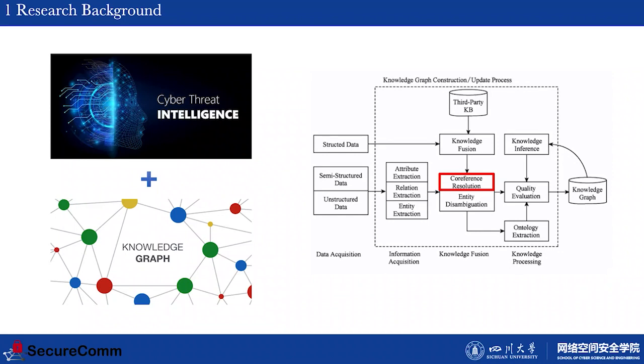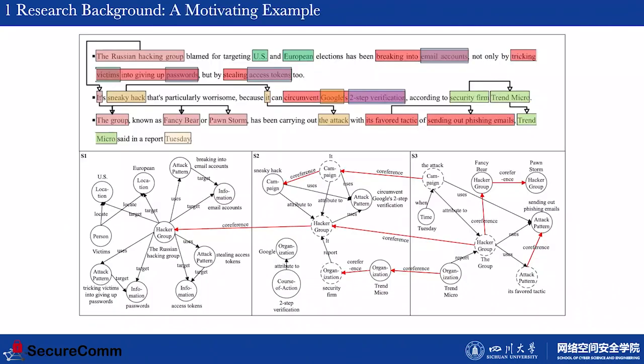Existing research on cybersecurity knowledge graph construction mainly focuses on information extraction. However, there's still a gap in the study of knowledge fusion, including entity disambiguation and coreference resolution. So what is coreference resolution? Let's see a motivating example.